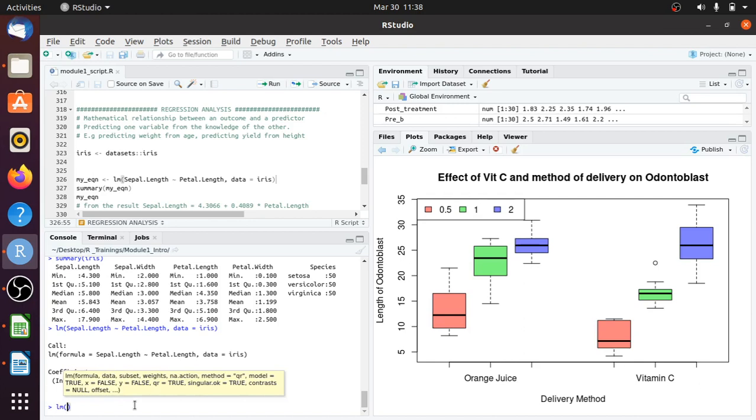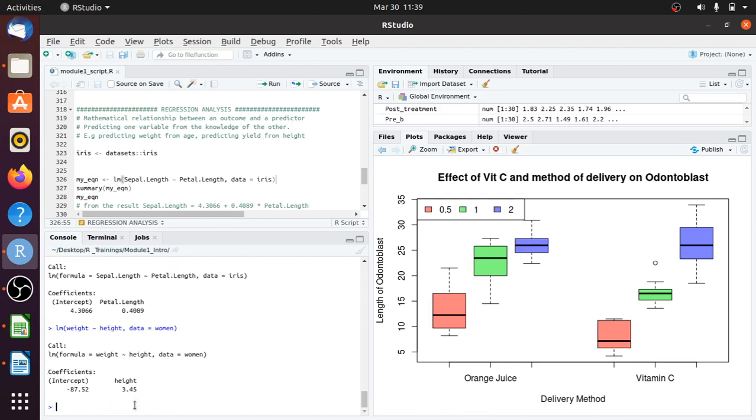Let's look at the relationship between the weight and height of women that we looked at initially. Let's say weight dependent on height, data equals women. It is giving us the intercept to be minus 87.52 and the height to be 3.45.